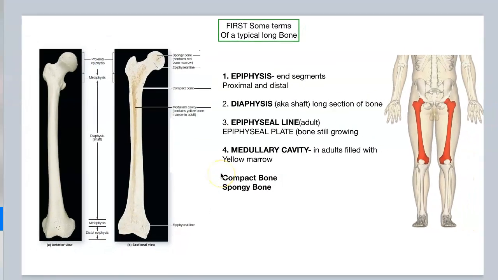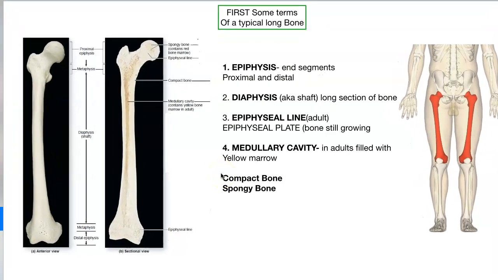Now, first we're going to have some terms we've got to go through. And we're going to talk about a typical long bone and how we describe a typical long bone. So this is on the first page of your worksheet. So here's our femur again. And we're going to have two ends to long bones. Long bones have distinct ends to them. They look different. Each of the ends look different.